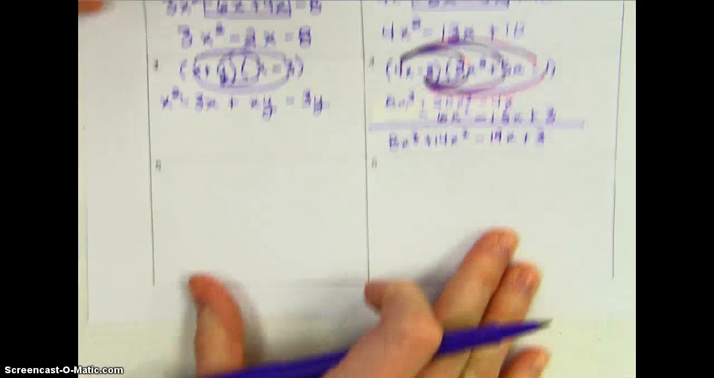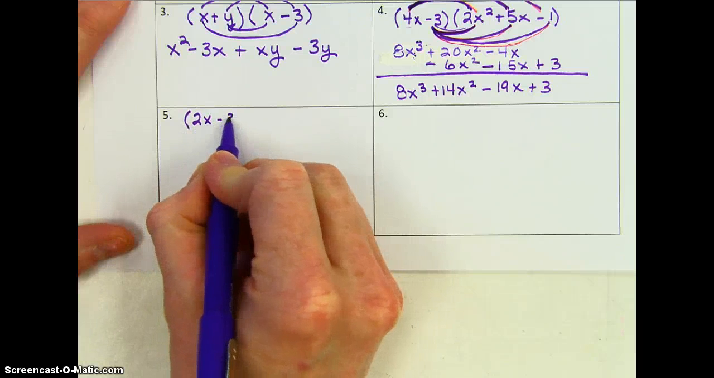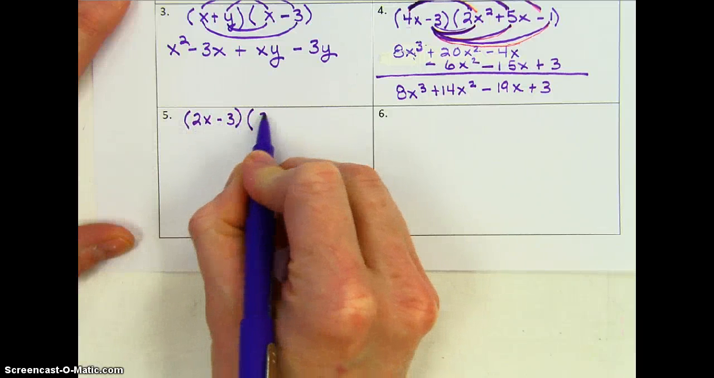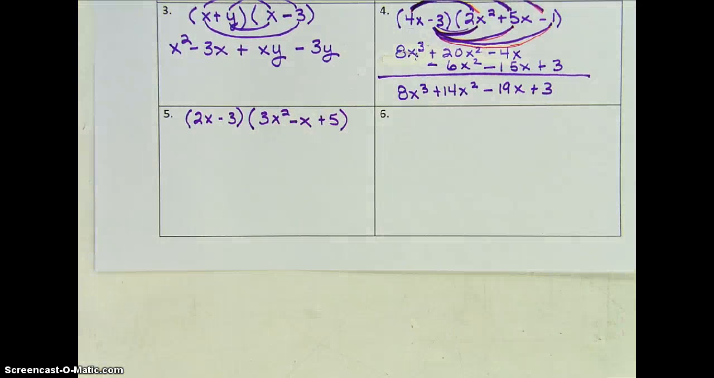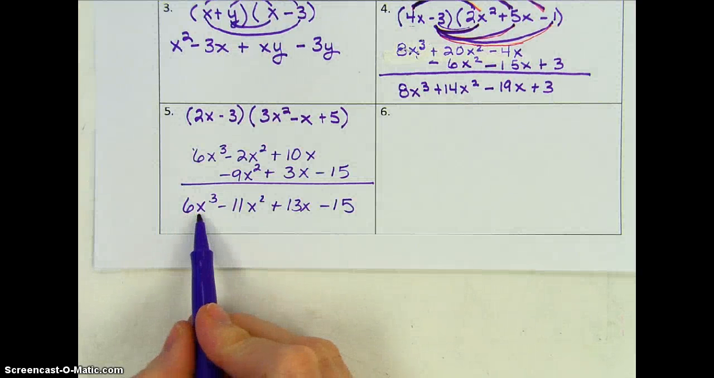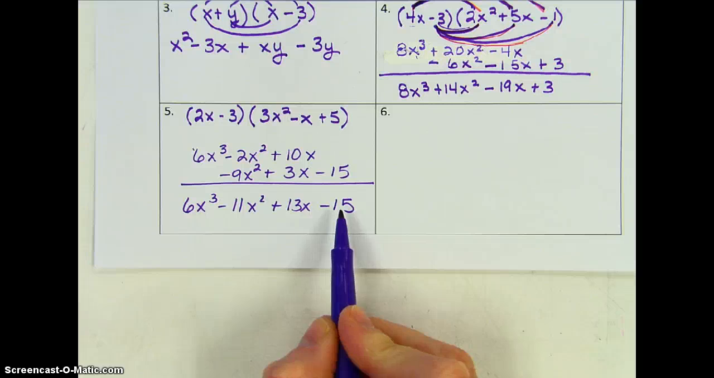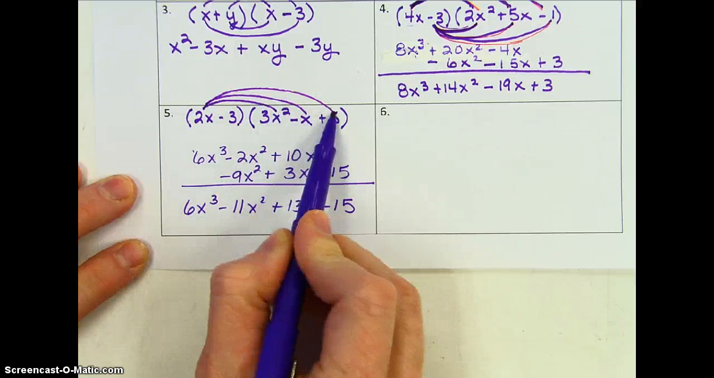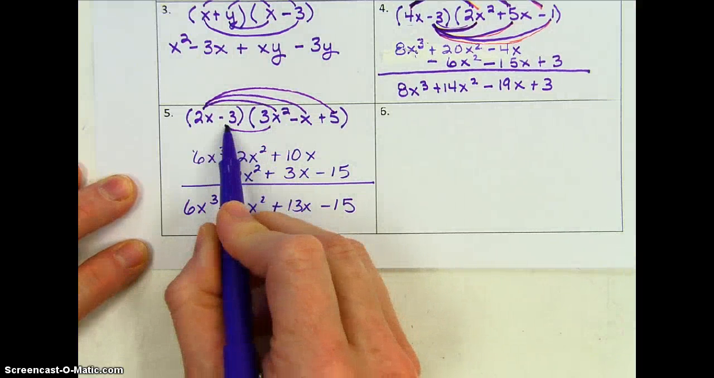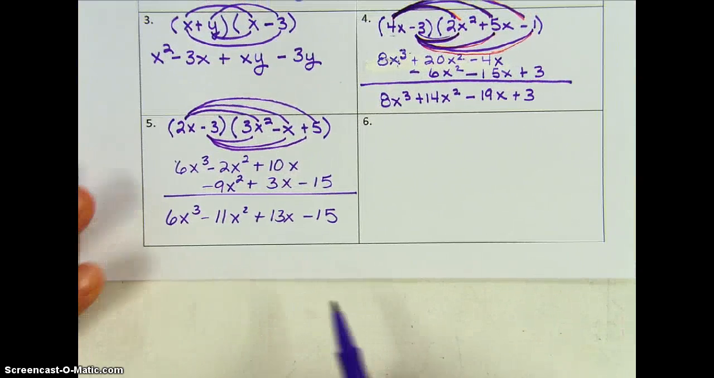Okay, you try number 5. This one is going to be 2x minus 3 times 3x squared minus x plus 5. Pause the video and try it. Okay, check your answer. 6x cubed minus 11x squared plus 13x minus 15. I did that by distributing the 2x 3 times, and then the negative 3 3 times.